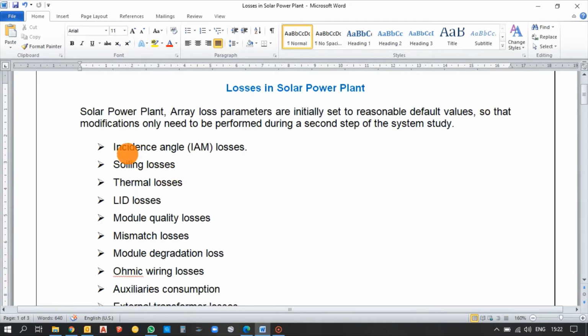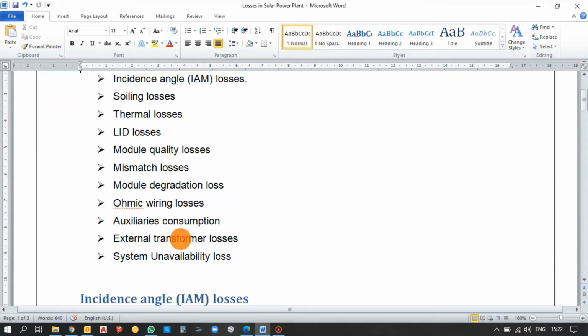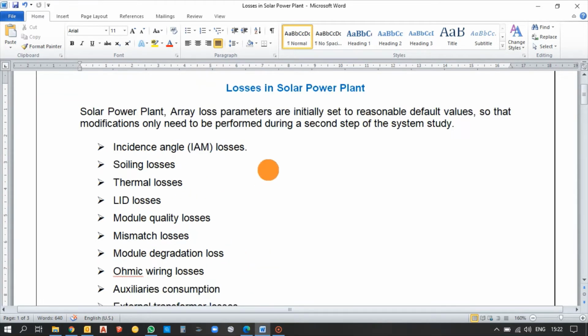So first is the IAM, that is incident angle modifier losses, and soiling losses, thermal losses. LID is nothing but light induced degradation loss, and module quality losses, mismatch, module degradation, ohmic wiring, auxiliary consumption, auxiliary transformer losses, and system availability losses. These are the main losses available in a solar plant when you simulate in PV-SYST software. So let's see this one by one.